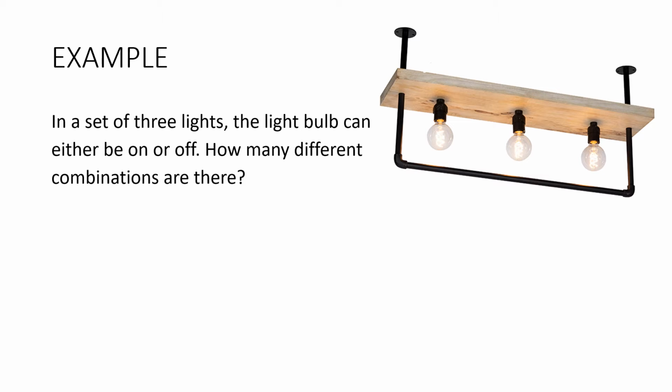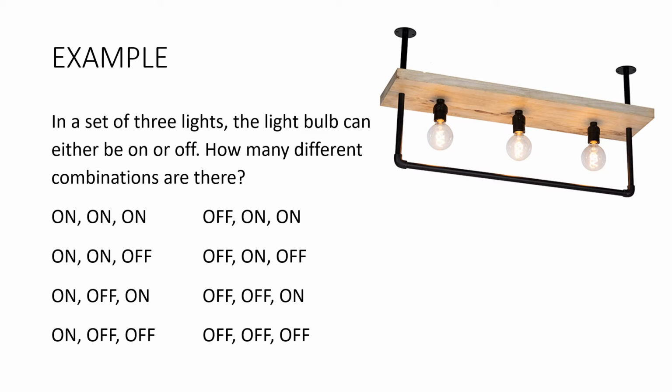In a set of 3 lights, the light bulb can either be on or off. How many different combinations are there? Because there's only 3 different light bulbs and 2 possibilities, it's not very much work to actually list all the different combinations, and there are 8. But you can probably see that if we got more light bulbs or we had different possibilities, it could soon get out of hand. We need a simpler way to do this.